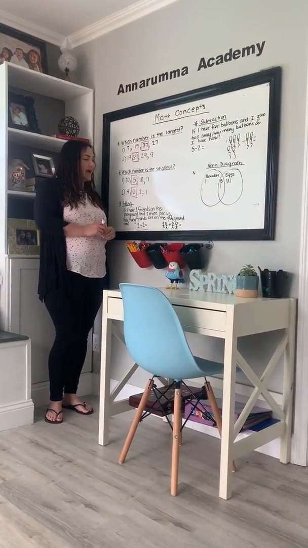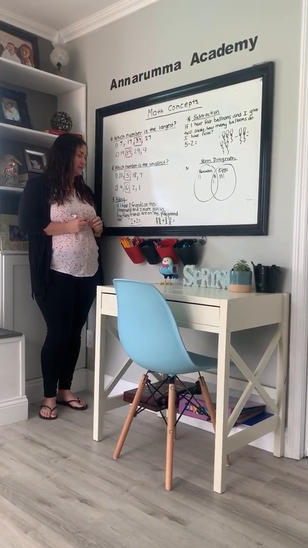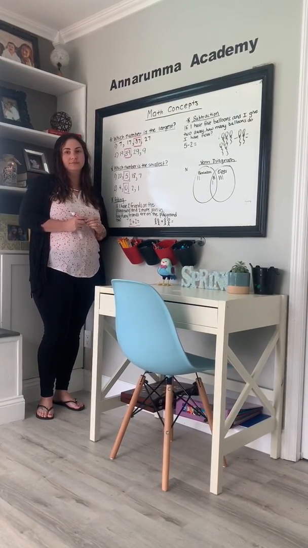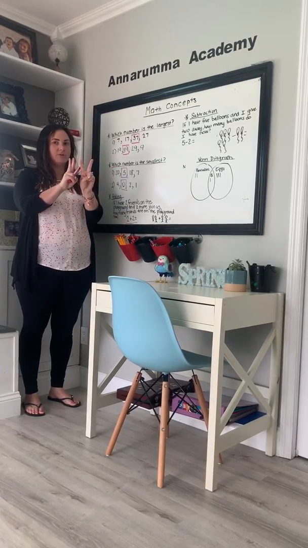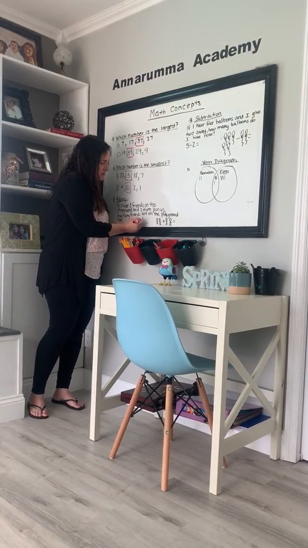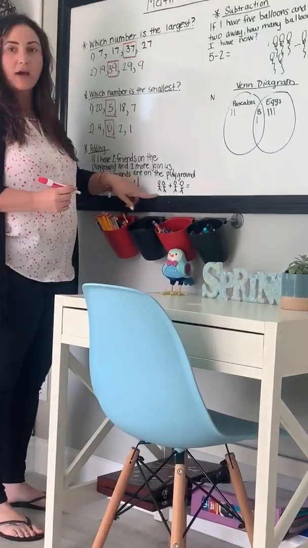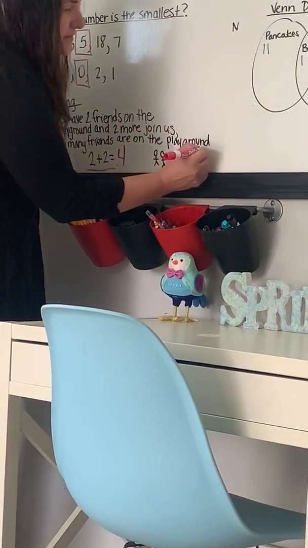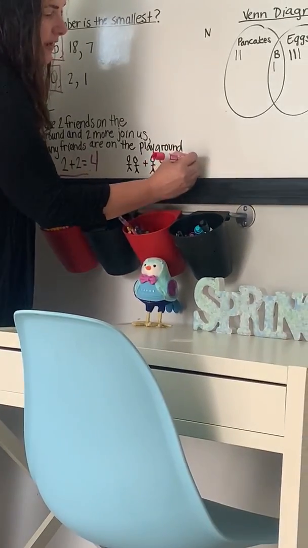So if I have 2 friends on the playground and 2 more friends join us, how many friends are on the playground now? So think about it. You have 2 friends playing and 2 more come and join. How many do we have now? We have 4 friends. You can also draw it out like this if you want to, where you can do 2 friends plus 2 more friends equals, and then you would just draw it out. 4 friends.